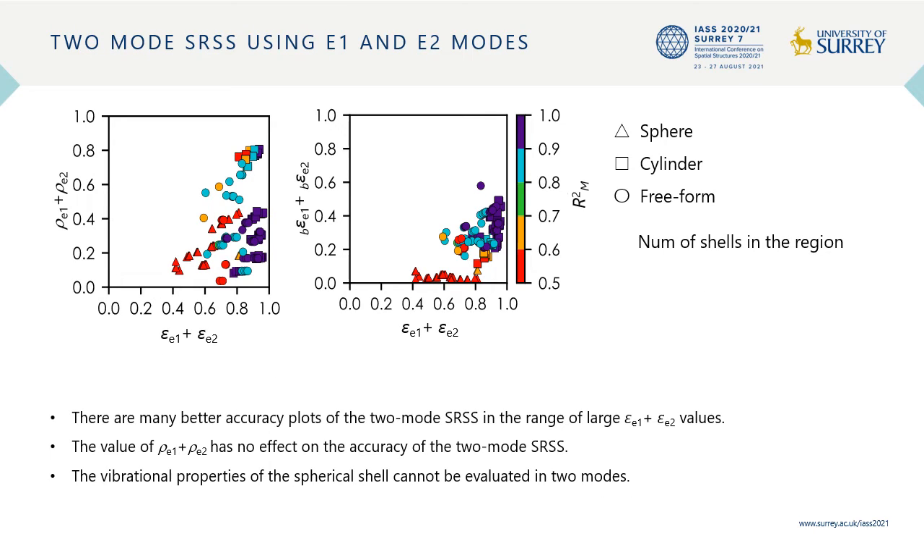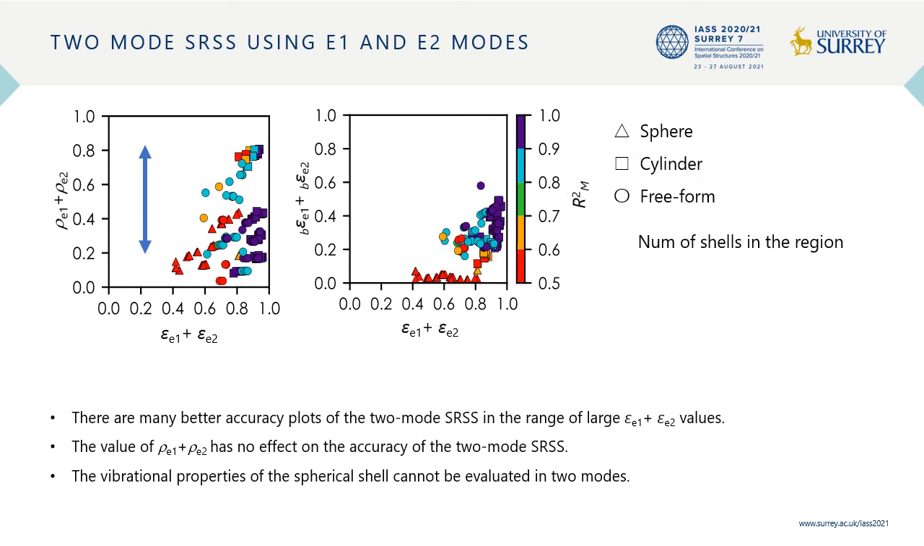These graphs show the relationship between the coefficient of determination and the modal parameters of the E1 and E2 modes. The horizontal axis of these graphs is the sum of the strain energy ratios of the E1 and E2 modes. The vertical axis of the left graph is the sum of the effective mass ratios, and the vertical axis of the right graph is the sum of the bending strain energy ratios. Each plot shows the accuracy of the two-mode SRSS for a shell. The purple plot represents a group with the best accuracy of the two-mode evaluation. As you can see, there are many purple plots in the range of large strain energy ratios.